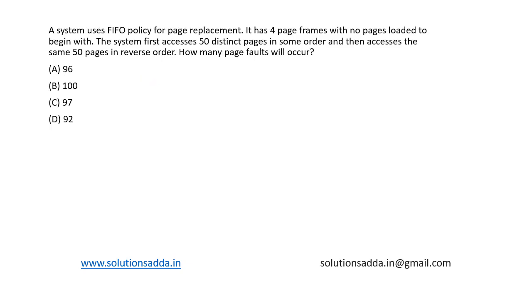This is a question from operating system. A system uses FIFO policy for page replacement. It has 4 page frames with no pages loaded to begin with. The system first accesses 50 distinct pages in some order and then accesses the same 50 pages in reverse order. How many page faults will occur? So we have 4 page frames. These are the page frames. Assume 1, 2, 3 and 4.